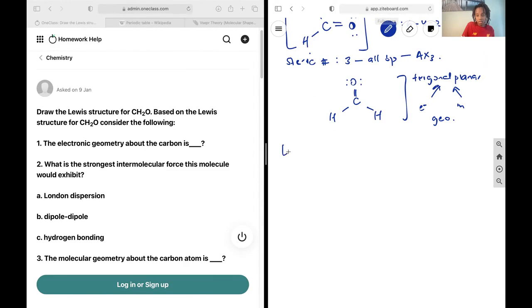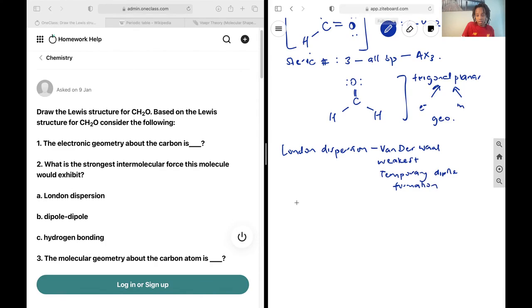And so we have London dispersion forces. These are a form of van der Waals forces, and these are the weakest. And they're caused by temporary dipoles forming. And that's just going to be because of the electrons randomly being in places that would tend to form a dipole.